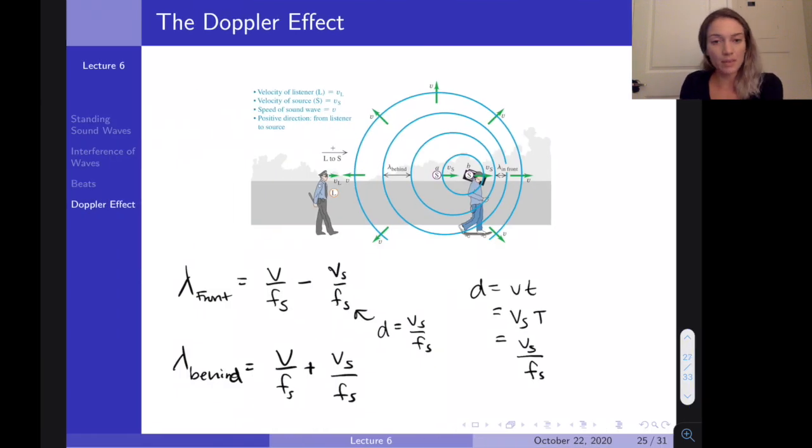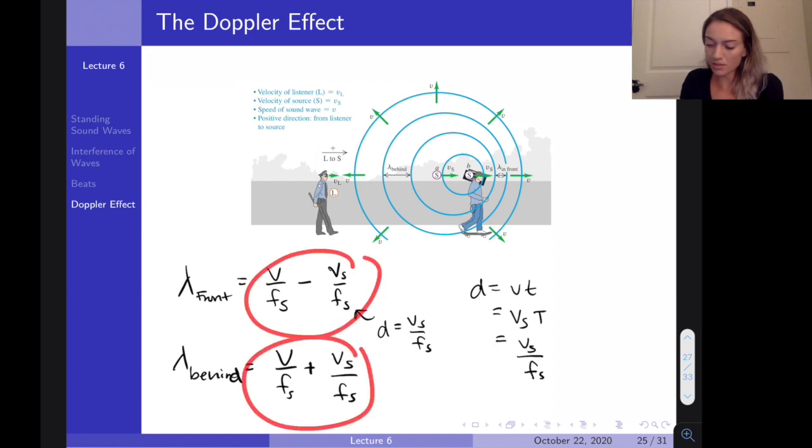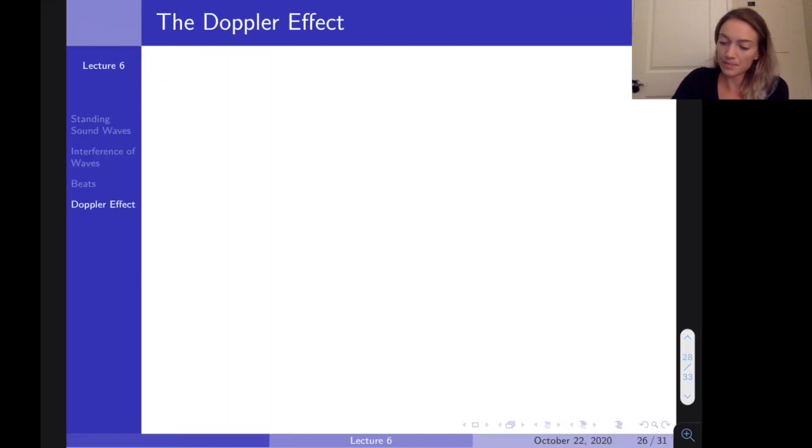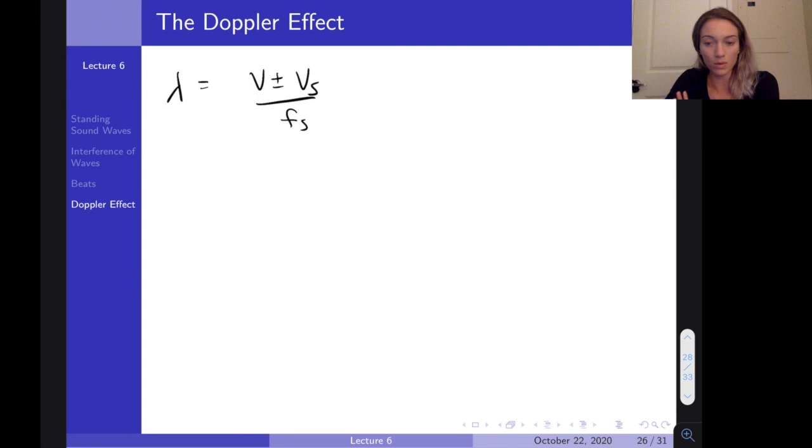So now we can write the Doppler shift for the case where both the listener and the source are moving. I'm going to rewrite it a little bit more compactly as V plus or minus V source over F source. So I just rewrote what we had there with a plus or minus, depending on whether you're looking in front of or behind the source.